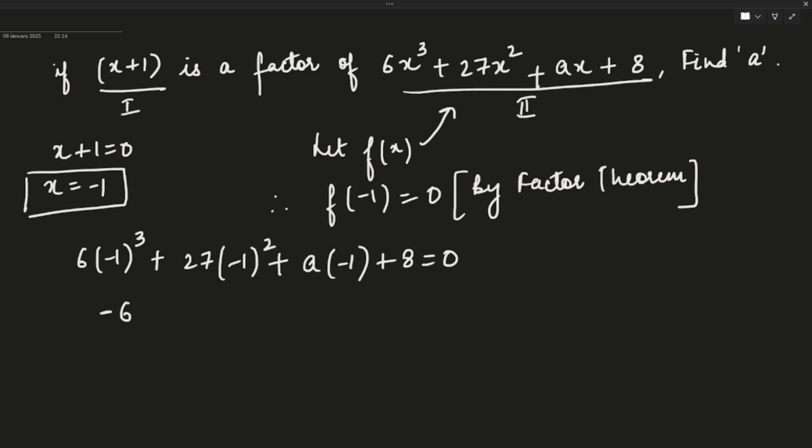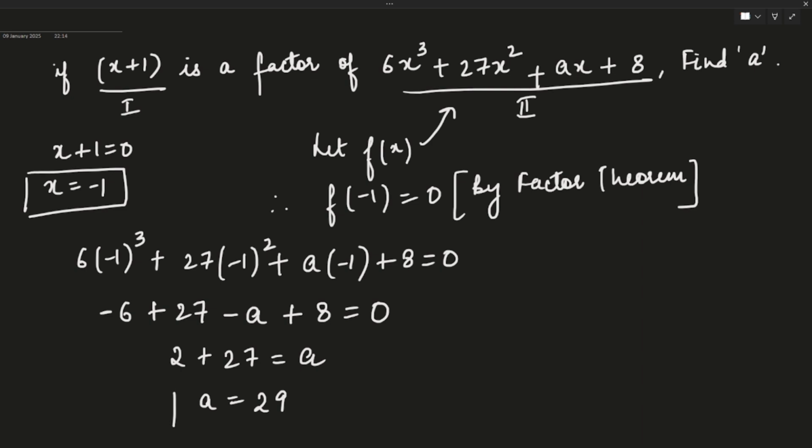This will be minus 6 plus 27 minus a plus 8 is equal to 0. So 8 minus 6 is 2, and 2 plus 27 is equal to a. So a is equal to 29. So we can find the values of various variables and constants in the equation by factor theorem.